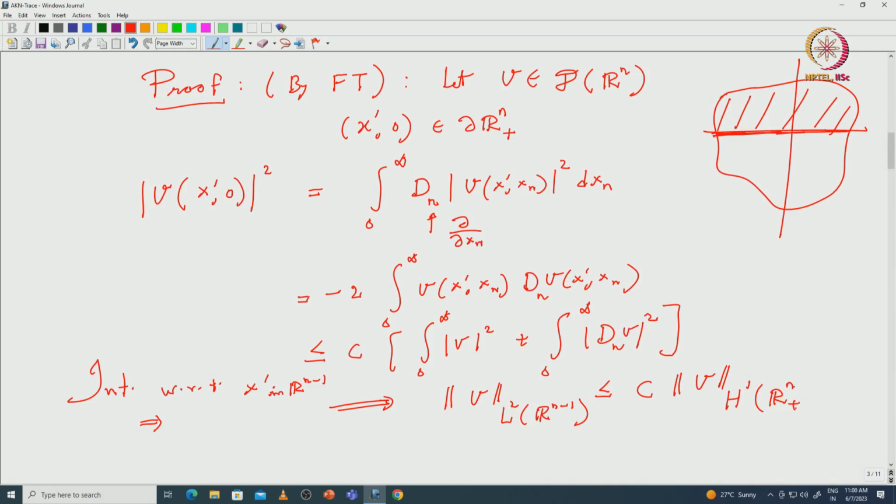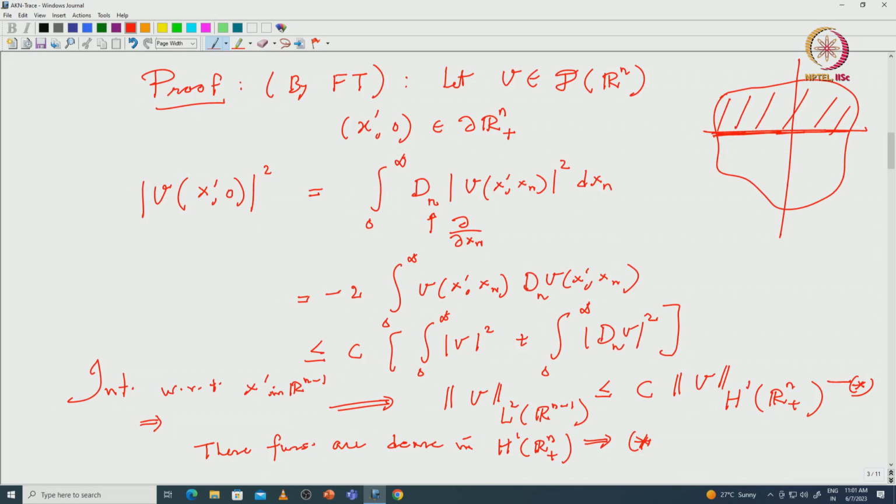Okay. And the above functions, these functions are dense in H1 of Rn plus. So, you are starting with the D(Rn) functions restricted, and that you have already proved by the density theorem. It is dense, which implies that star is true.